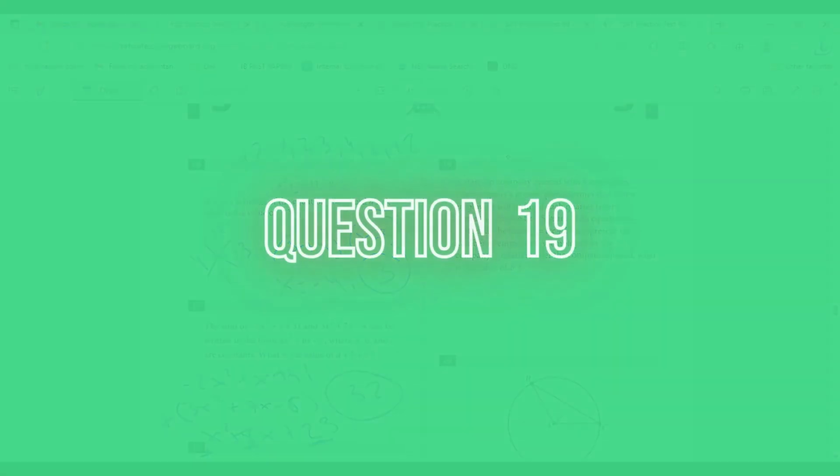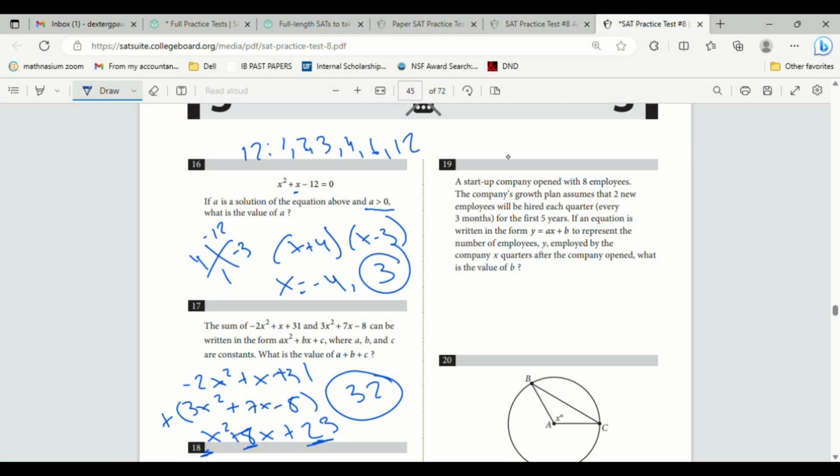Number 19, a startup company opened with 8 employees. The company's growth plan assumes that 2 new employees will be hired each quarter, every 3 months, for the first 5 years. If an equation is written in the form y equals ax plus b to represent the number of employees y employed by the company x quarters after the company opened, what is the value of b? So b is always, in any equation, the initial condition. So it's what you started with. And this company opened with 8 employees. So our equation is y equals 2x, because 2 new employees every single quarter, plus the 8 original. So b is 8.